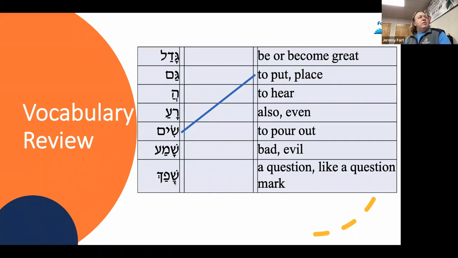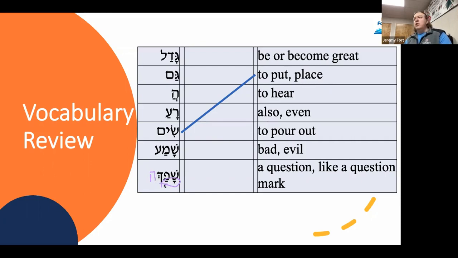So these two vowels, if you see a kamats and a patak in a three-consonant word, you are dealing with what's called a perfect, so past tense, completed action, third masculine singular. So it would specifically mean he poured out. And you would know that specifically because of the vowels. If I put a kamats ah on the end of this, then it would mean she poured out. If I were to put a shureq on the end of this, it means they poured out.